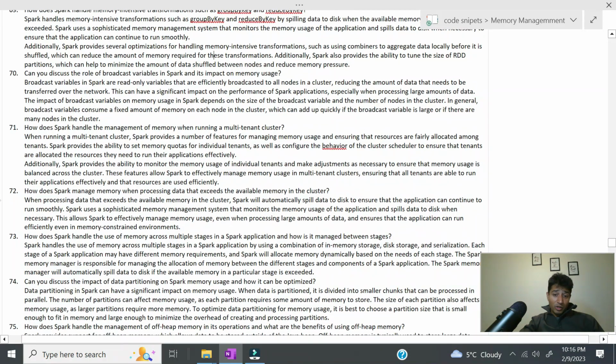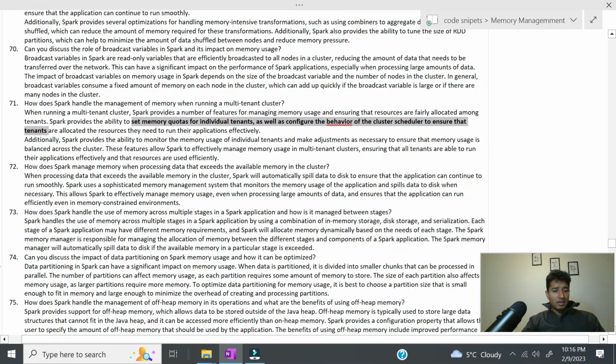How does Spark handle memory management when running a multi-tenant cluster? Same. When running a multi-tenant cluster, Spark provides a number of features for managing memory, such as setting memory quotas for individual tenants, as well as configuring the behavior of the cluster scheduler to ensure that all the tenants are allocated resources. So this is important, this particular line: set memory quotas and set the behavior of the cluster scheduler, right? How does Spark manage memory when the data being processed exceeds the available memory? We have covered it. It will spill to the disk, right?